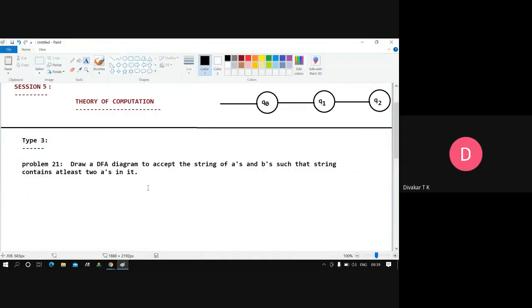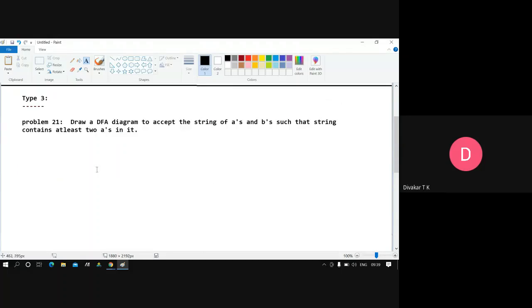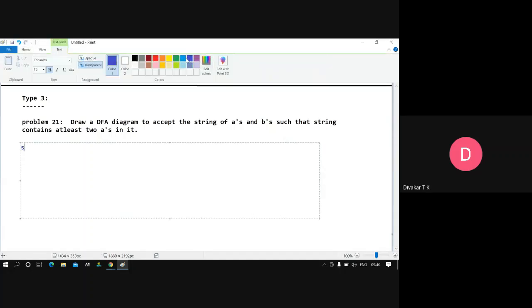Problem number 21. Once the problem is given, you have to read out the specific problem here. Now, what is the problem? Draw a DFA diagram to accept the strings of A's and B's such that the string contains at least two A's in it. First of all, we have to check with the solution part here.